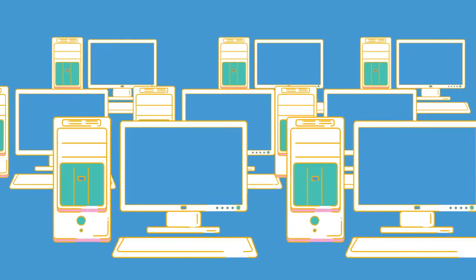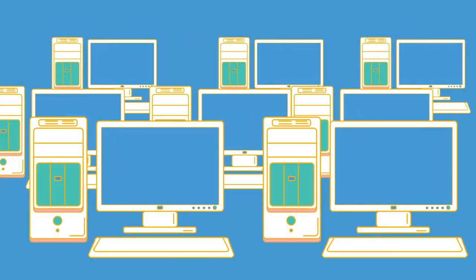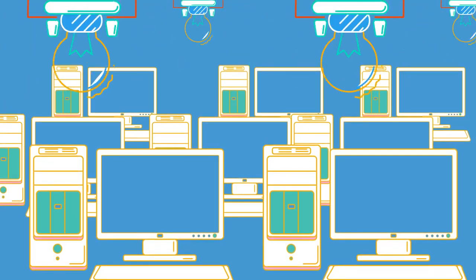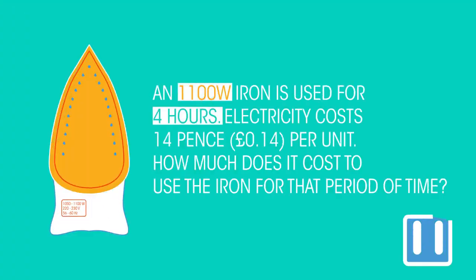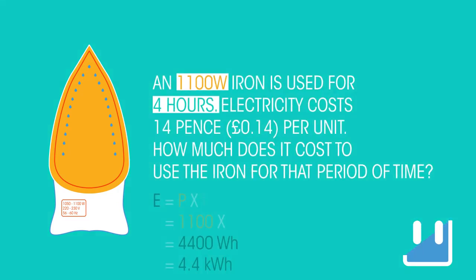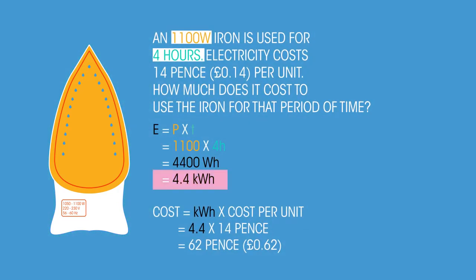With a whole office of computers, the price starts to clock up quite quickly, and that's before we think about the lights and charging our phones. Try this example. Pause the video while you work it out. Did you get 4.4 kilowatt hours and so a cost of 62 pence?